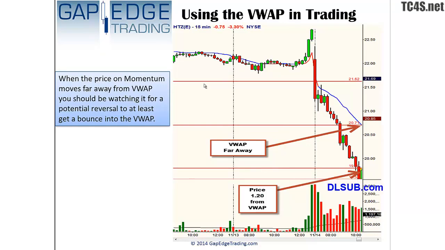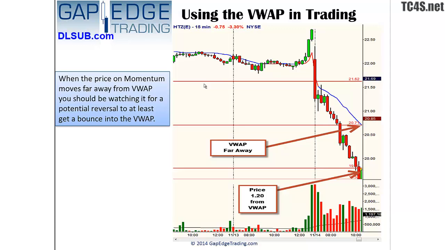Right here's just the opposite. This was news of, I think, some accounting issues, and this is actually a 15-minute chart, while that one was a 1 minute. This is a stock that gapped down and sold off all day, until 10 o'clock West Coast time, so pretty close to all day. So the momentum moves the price far away from the VWAP. You should be watching it for a potential reversal to at least get a bounce into the VWAP, which is about $1 away, about $1.20 away, which is pretty good.